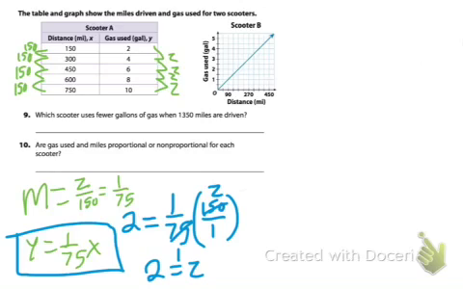Let's go to scooter B. We know it's proportional. We can just look at this line right here and this line right here. Change in y, that's 1. Change in x is 90. So we know slope is 1 over 90. And since it's proportional, our equation for scooter B is y equals 1 over 90x.